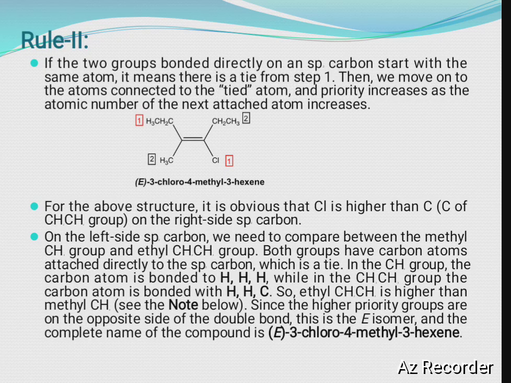If the same groups are attached, see here also carbon, here also carbon, right? Here also a carbon attached to the double bonded carbon, here also a carbon attached to the double bonded carbon. Then how are we going to name this? We will prioritize by increasing atomic number of the next attached atom. Okay, here how will we prioritize?